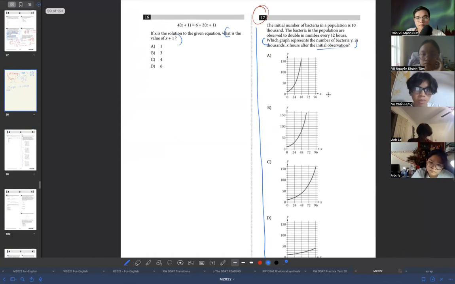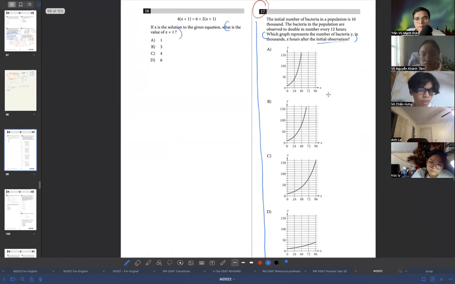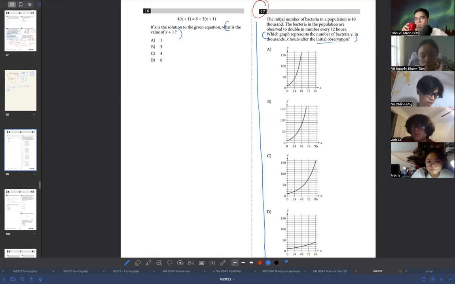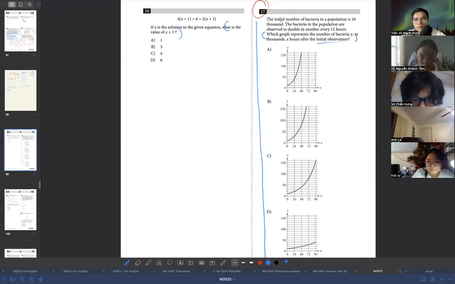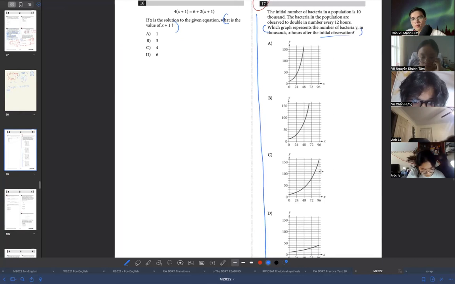How did you get C? I looked at the graph, and that's the only one that's correct, because... oh wait, no, I think I'm wrong. Please give me a second. It looks a bit difficult, right? It's a bit difficult to look at.